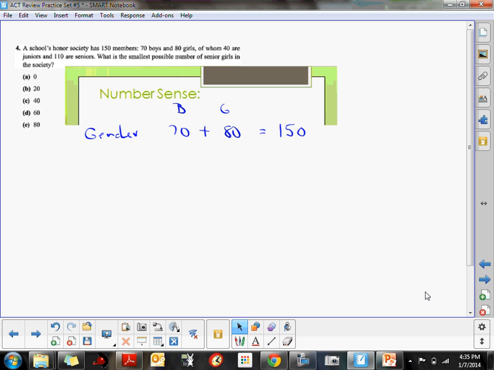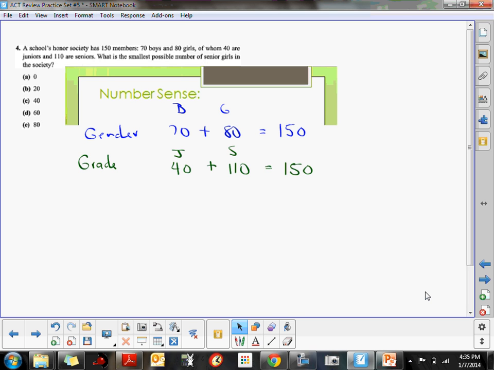They also separate them not only by gender, but also by grade level. And this is the column I'm going to use. This is juniors, and there are 40 juniors, and there are seniors. There are 110 seniors, which again has to consist of the entire group of National Honor Society members, which is 150. Now here's where we got to use our number sense.